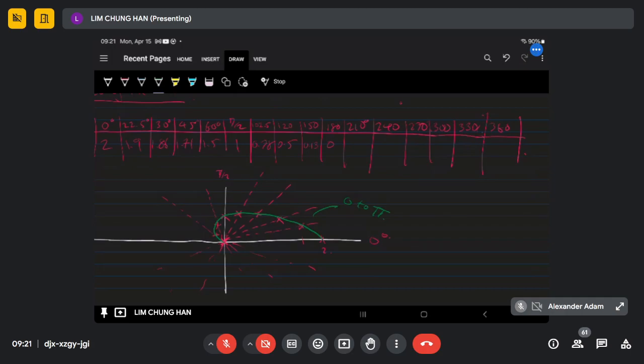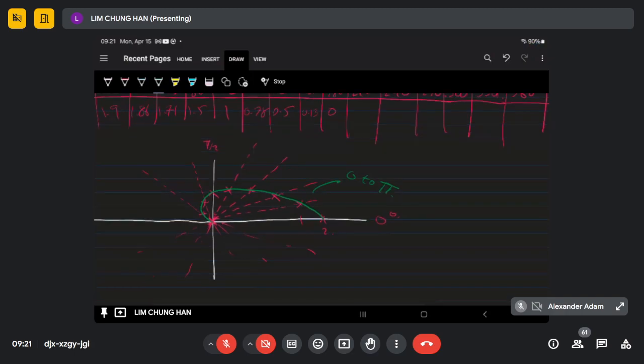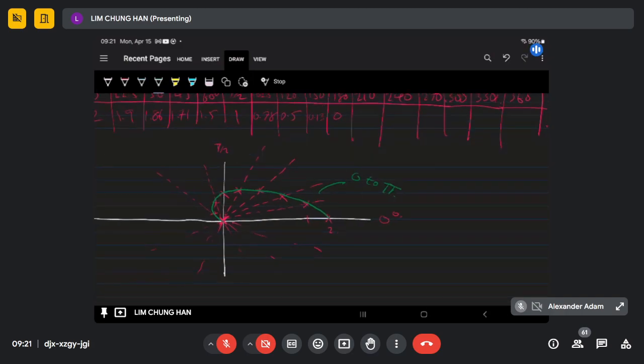Right. So have you tried to plot all the remaining points? Can you see my screen? Yes. Okay. Have you done the rest of the points? What does it look like?